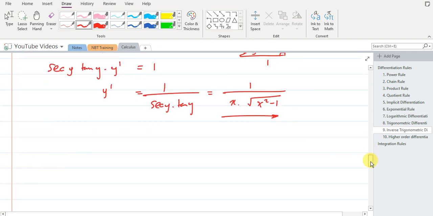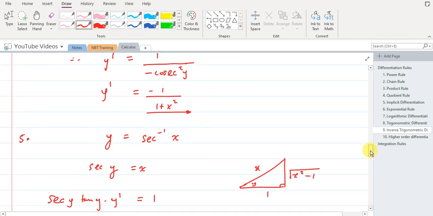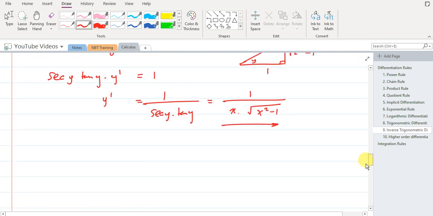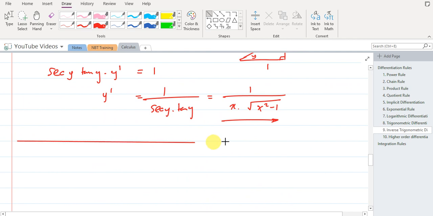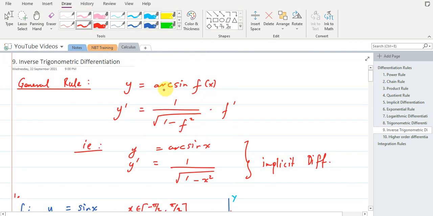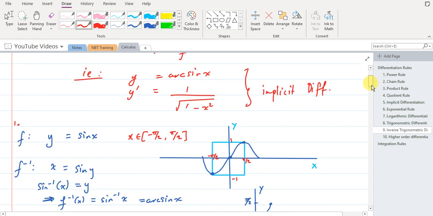Right, so let us look at now, these were just proofs. So how do we go and differentiate functions? Because I started off with something like this. I started off with arc sine f of x. So what do we need to do? How do we differentiate things like that?